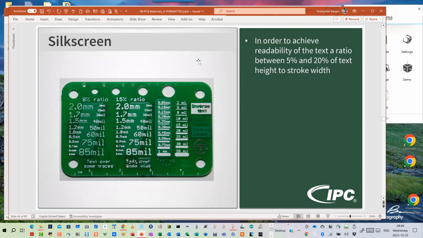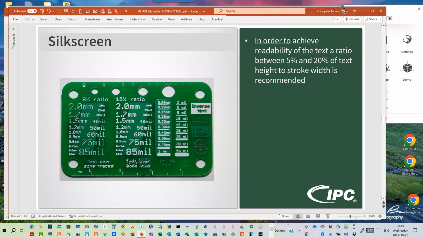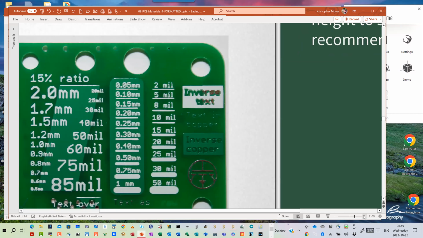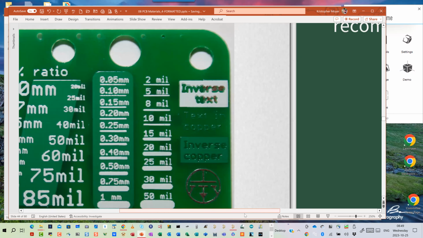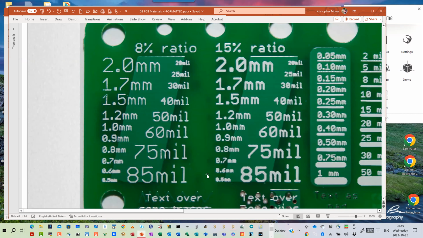In order to achieve good readability, a text ratio between 5% and 20% of text height to stroke width, I should say, is recommended right here. So here is an example board that I actually got from Apex several years ago. And we'll look at them over here. So we said between 5 and 20%.